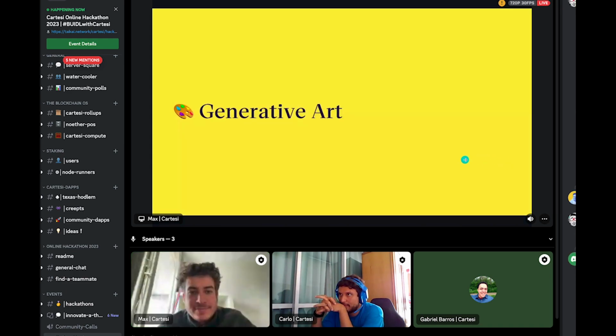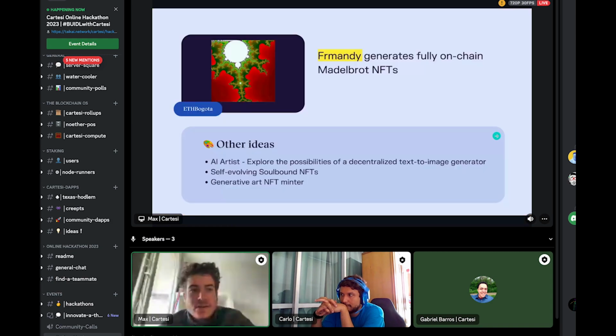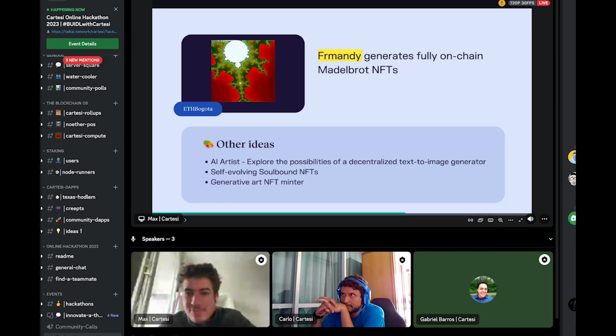Generative art. This is a big one, and I think we batched it with art as a large concept, right? But anything that's generative, dynamic in a way, could be interesting. And let's check out what this first example is. Carlo, the floor is yours.